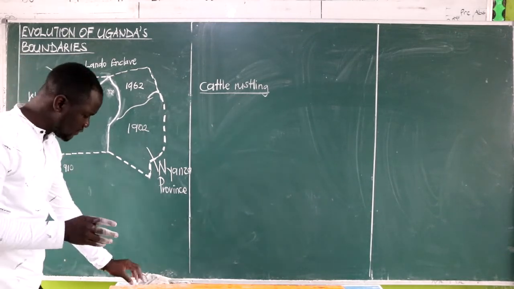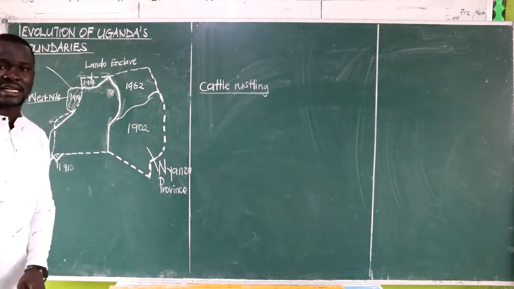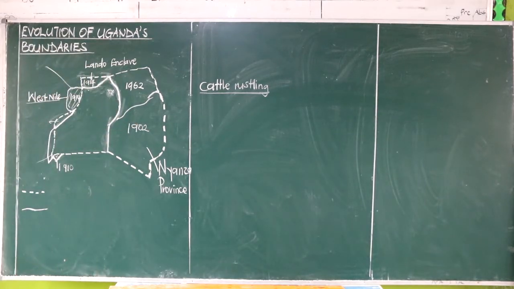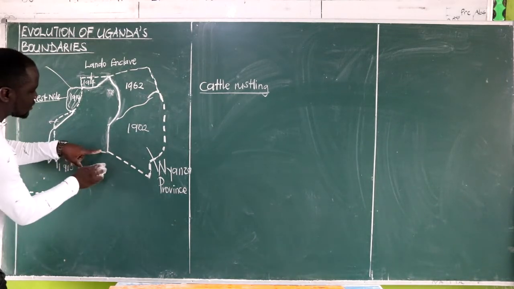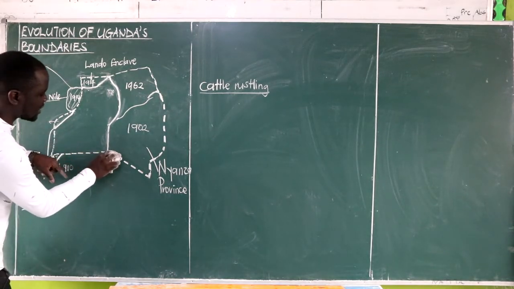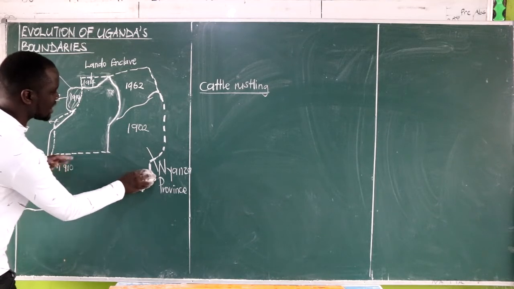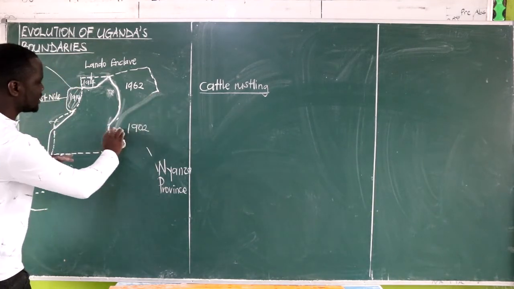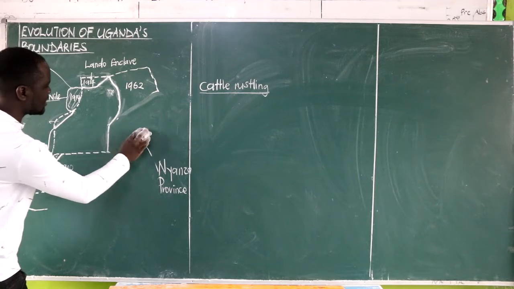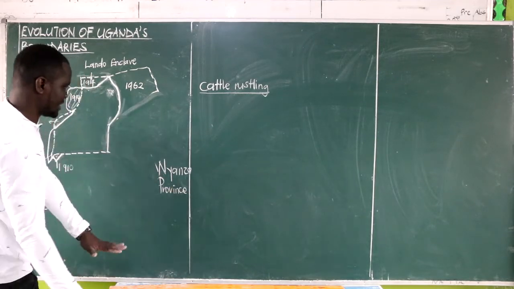So let us remove some of these parts so that we shall see Uganda that was created and how it looked like now. At first we say the border stretched, this was all Uganda. So we are removing this, it has been added to Kenya. So this Nyanza province is no longer in Uganda. It was added in 1902, it's now for Kenya.